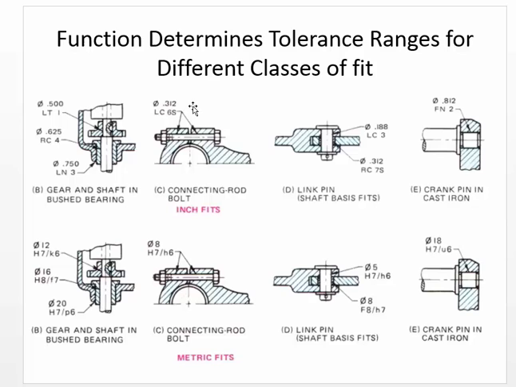We have a couple of other examples over here. Locational clearance. It's always a clearance, but it's a very small clearance. In this particular case, that bolt has to fit through the part that it's using as a clamp, but you don't want a lot of play in it.